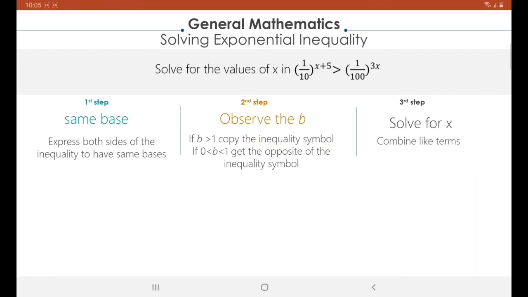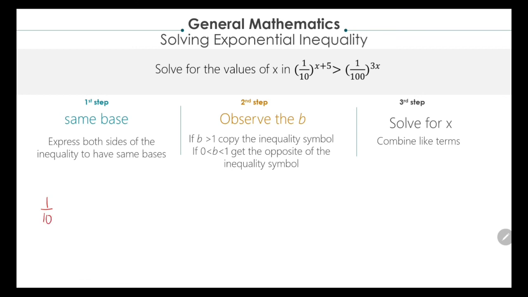Next example, we have to solve for the values of x in 1 all over 10 raised to x plus 5 is greater than 1 all over 100 raised to 3x. So again, for our first step, you have to look for their same base, and that is 1 all over 10. So we have 1 all over 10. Since ang nasa left side ng inequality ay 1 all over 10, we will just copy the left side of the inequality. We have 1 all over 10 raised to x plus 5. And that is greater than 1 all over 100 raised to 3x.